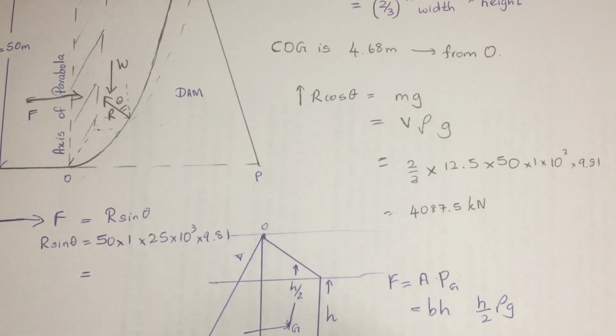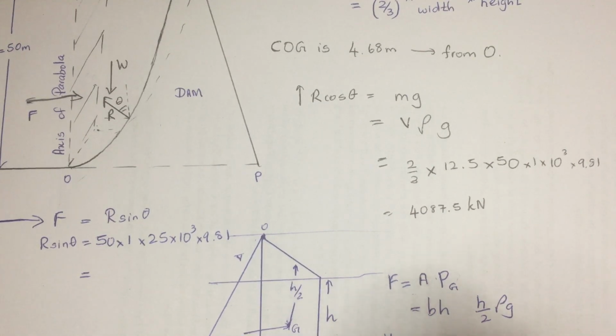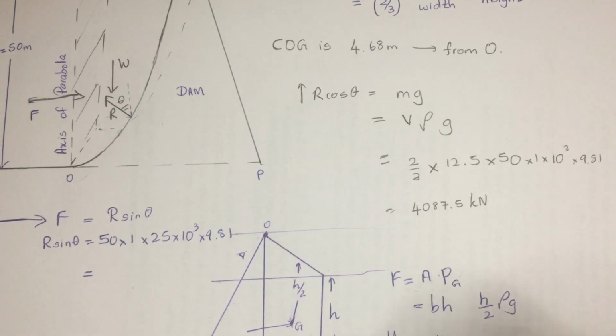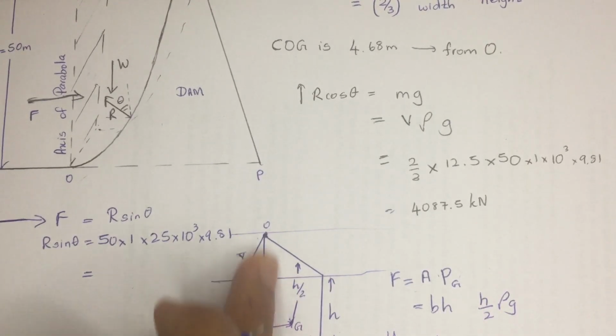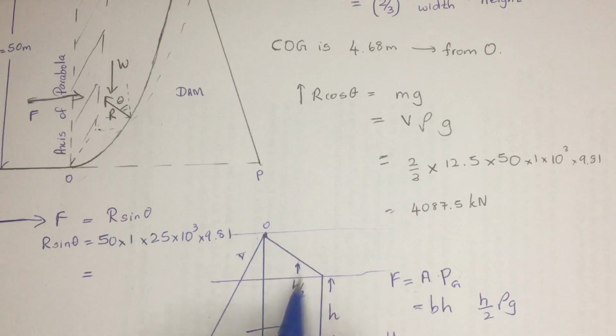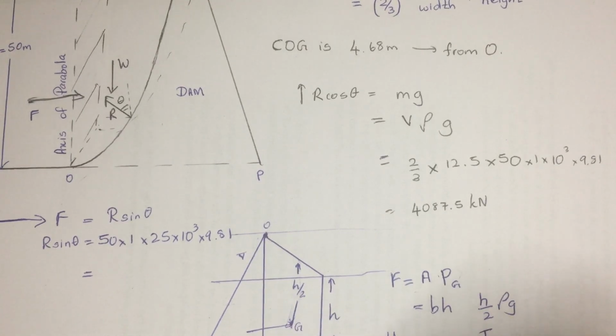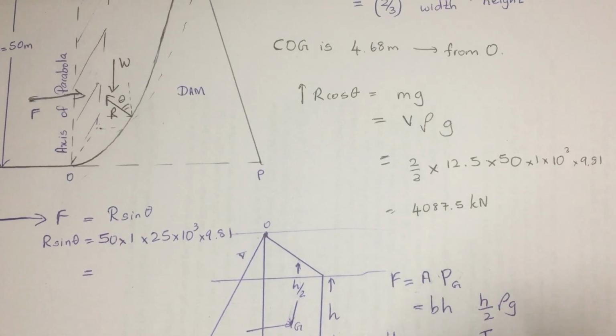So how to find that point? There's another equation. Let's say this is YC, the center of pressure. It's going to be equal to YG, the vertical depth from the free surface to the center of gravity, which is h by 2, plus I over area into YG, where I is the second moment of area. So that's the equation.